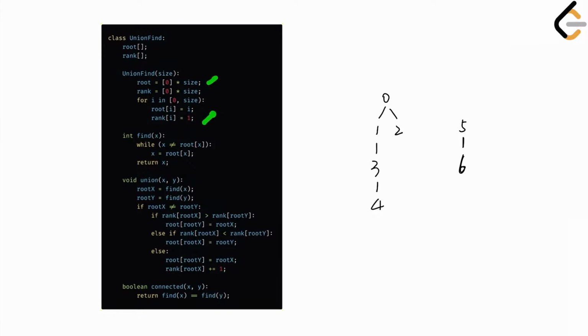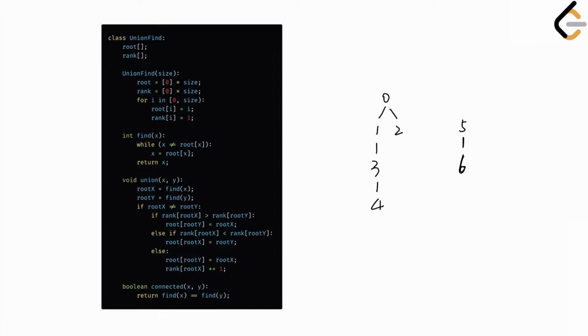The root array will still store the parent node for each vertex, and the rank array is initialized to 0 since each node is isolated at the start. Thus, each of them has a height of 1. So in the beginning, we set the rank for each vertex to be 1, and then we'll look at our find function. This is the same as in quick union, so we will skip it here.